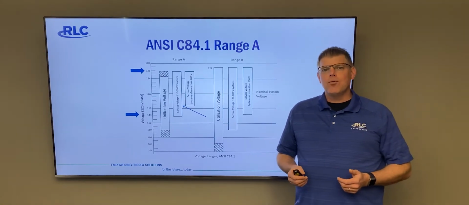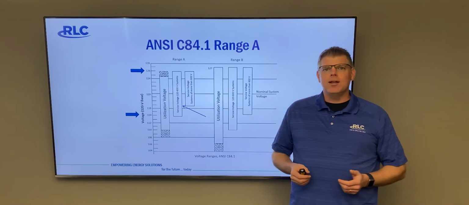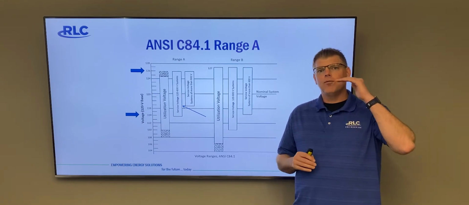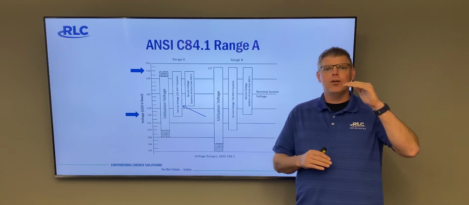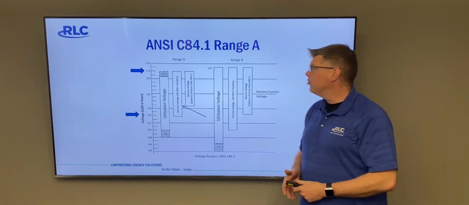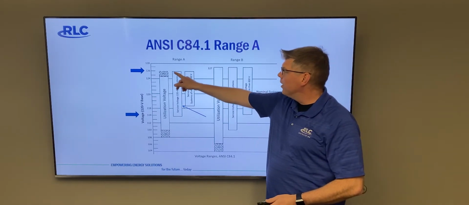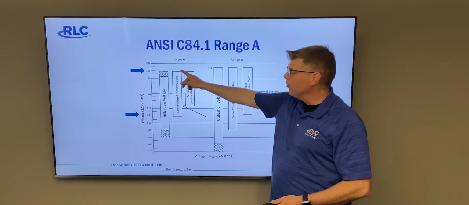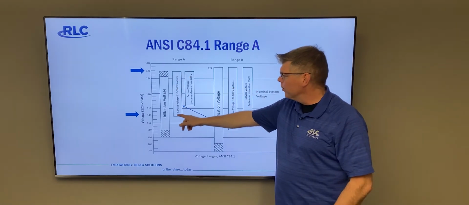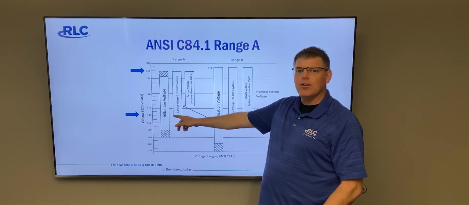ANSI C84.1 Range A mandates the required levels of voltage on the high end and the low end on the distribution feeder. We can see here that no more than 105% voltage is allowed on the distribution feeder and no lower than 95% voltage is allowed.